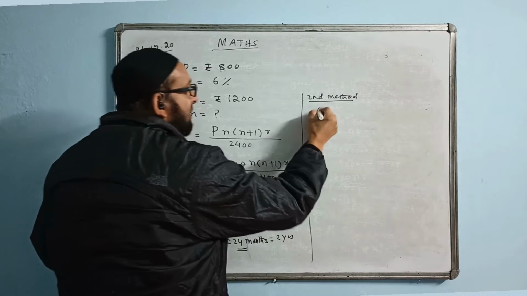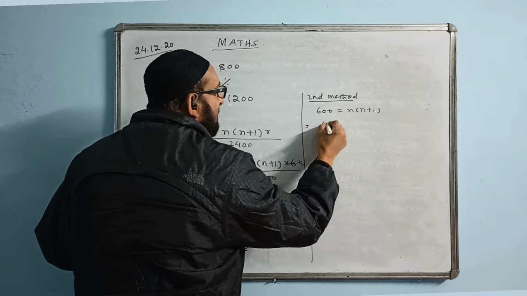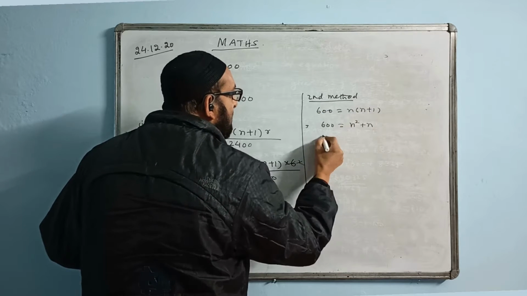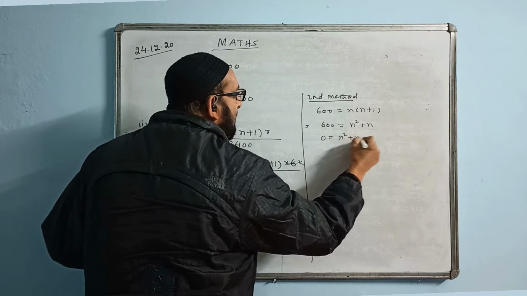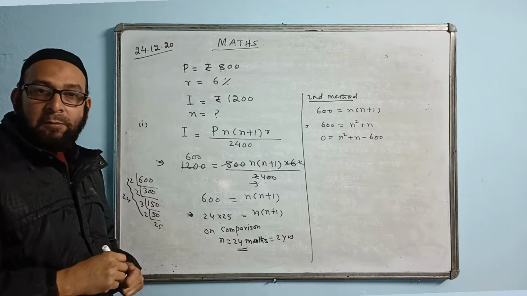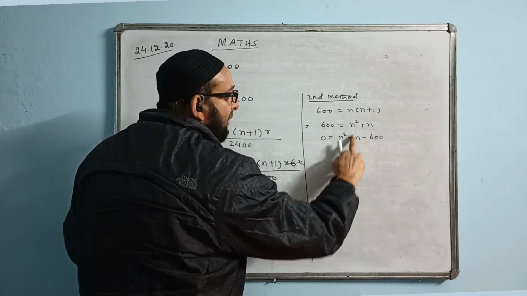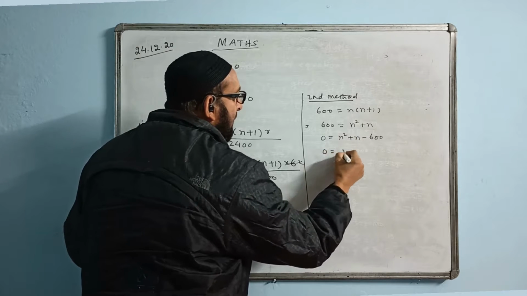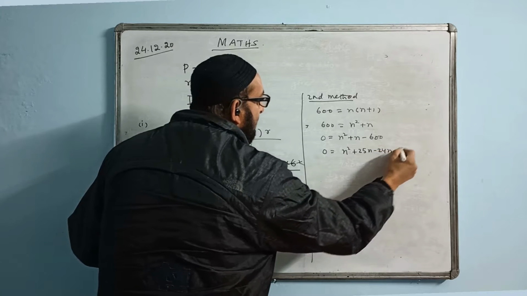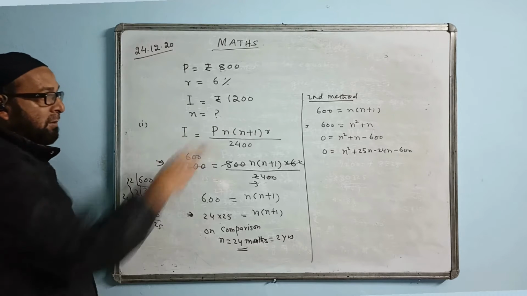You can just have a look at it. This is 600, let's do it from here. 600 equals n into n plus 1. Open the bracket, you get n squared plus n. This will go that side. 0 is equal to n squared plus n minus 600. Now we will be breaking it into factors. Middle term factorization we can do. 600 you have to break to get 1. That is n squared plus 25n minus 24n minus 600, like this only. 25 minus 24 gives 1.